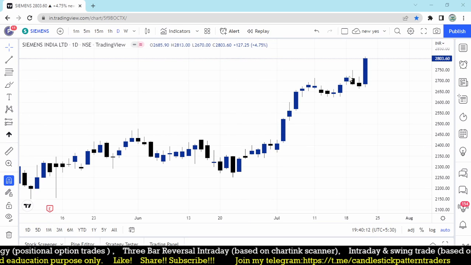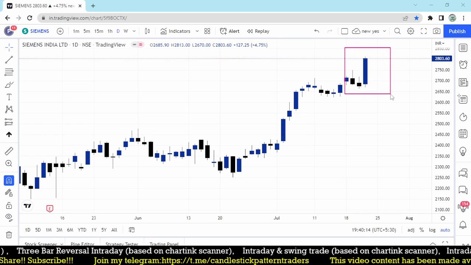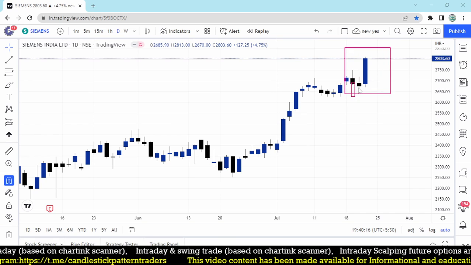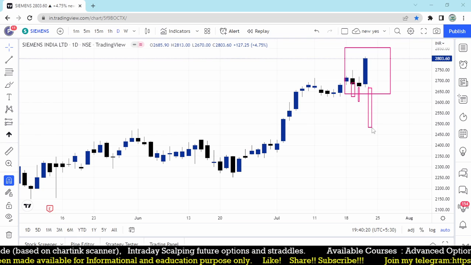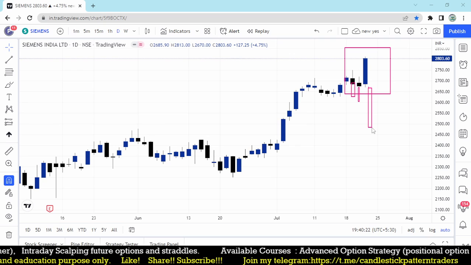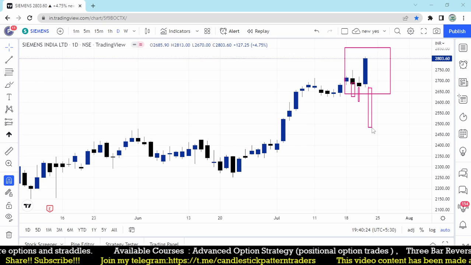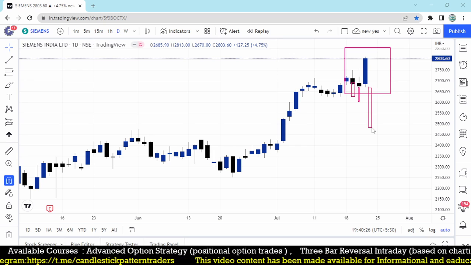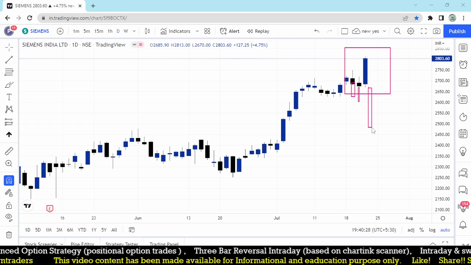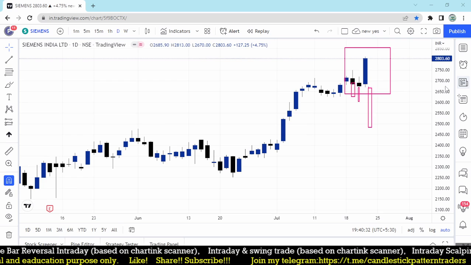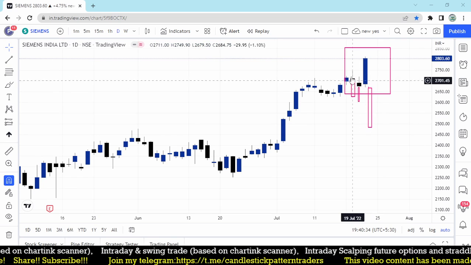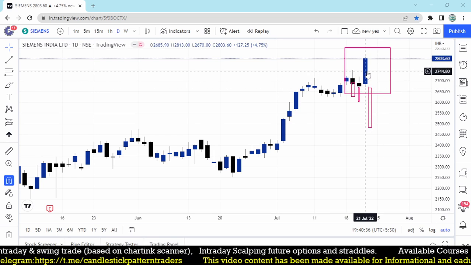So let's see, this is another 3-bar reversal: 1, 2 and 3. The 3-bar reversal which is showing you bullishness. This is a bullish 3-bar reversal on the stock of Siemens India Limited, which is showing you a 3-bar reversal today, and it has gained almost 4% or 4.5% today. But the last 2 days were negative and today is positive.